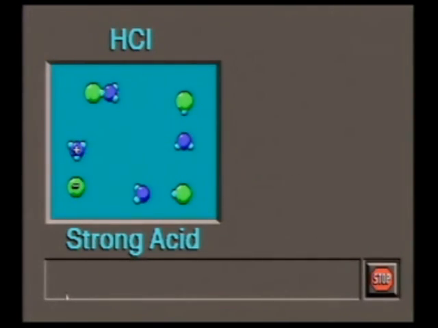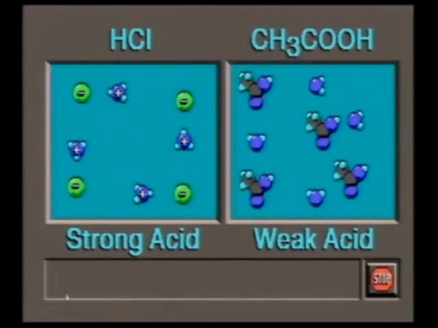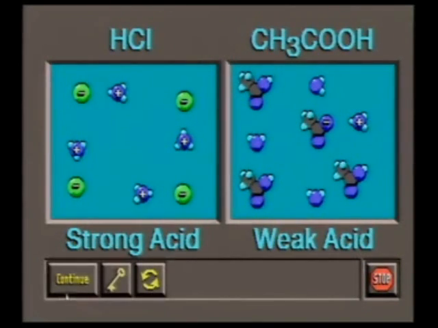Strong acids dissociate completely, producing more hydronium ions. Weak acids produce fewer hydronium ions in water. This explains why strong acids are better conductors of electricity than weak acids.